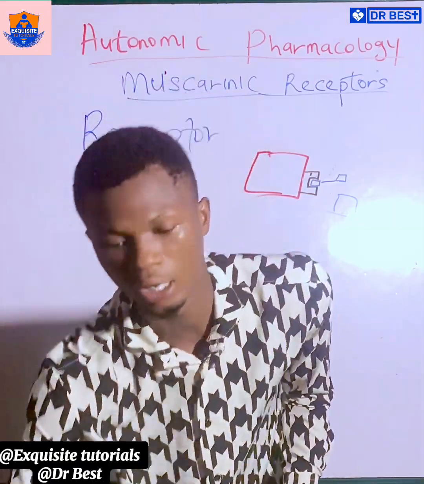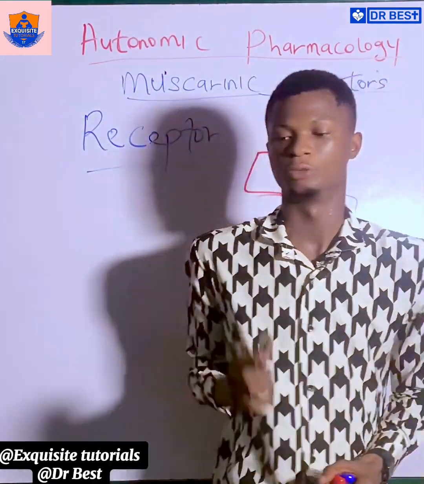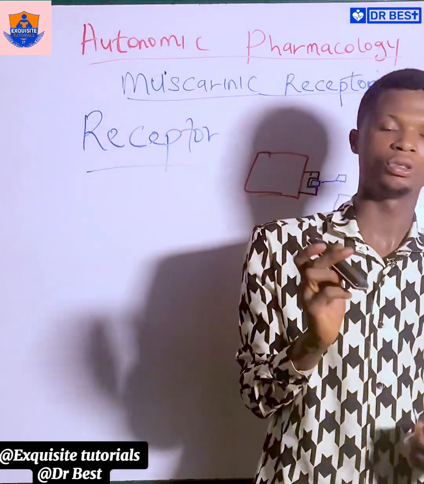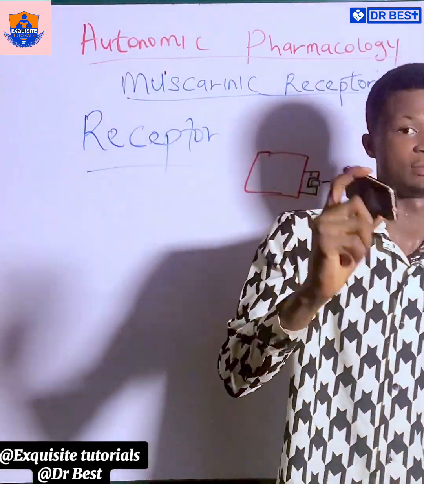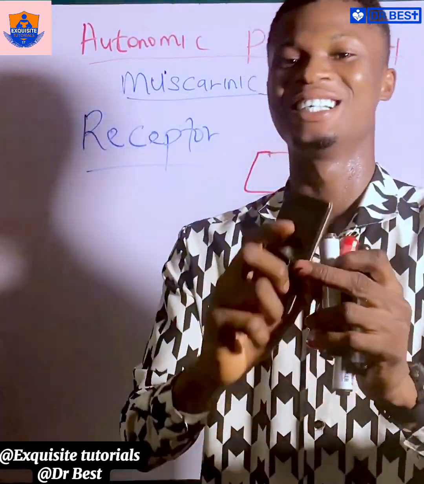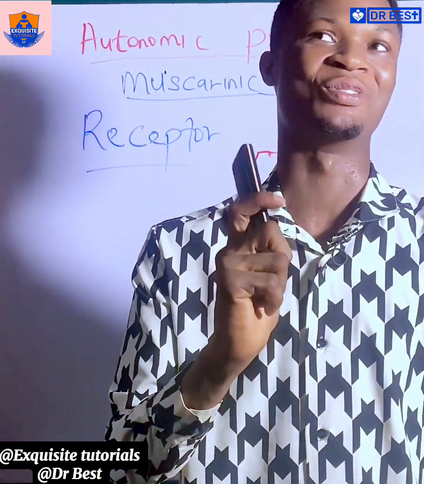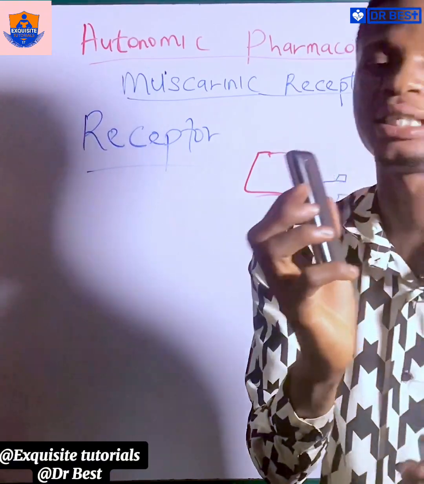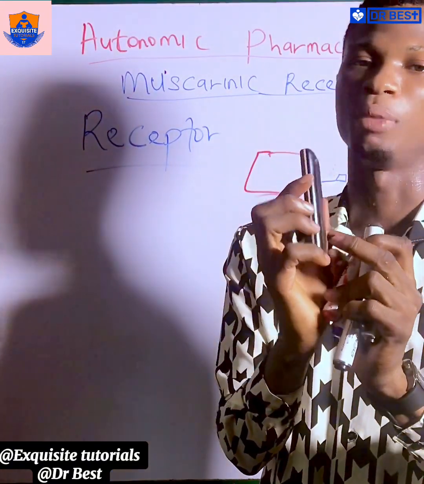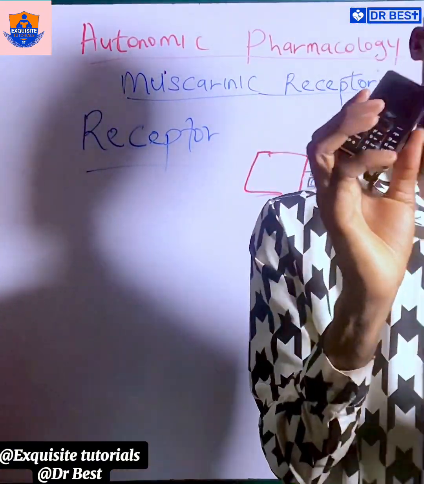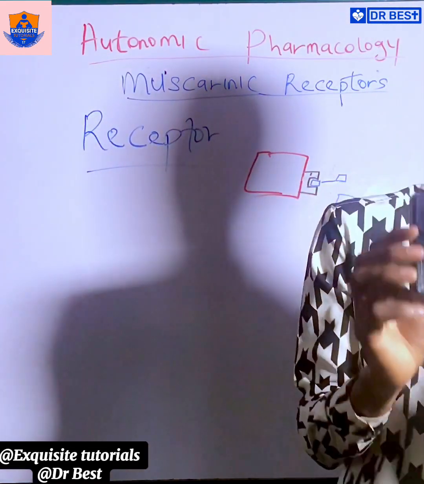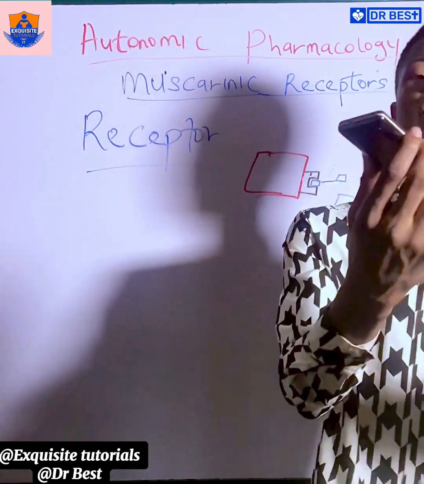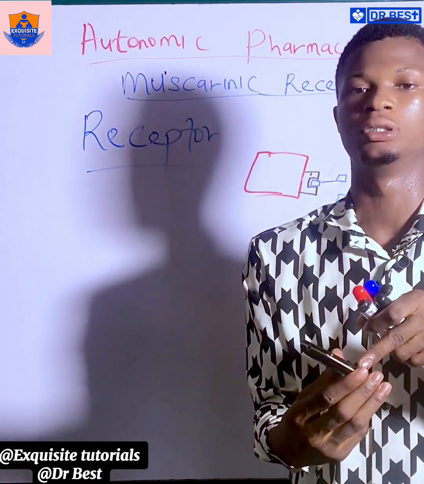Now let me give you an illustration explaining a receptor. When you are using a phone, this is your phone, right? Let me come closer so that you see it. This is my phone, but this phone cannot work without a SIM card, right? I cannot make a call with this phone if there's no SIM in it.